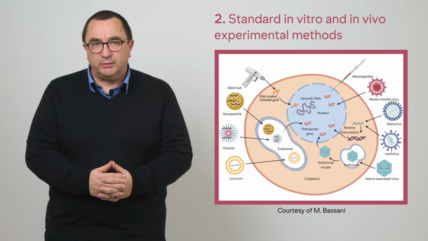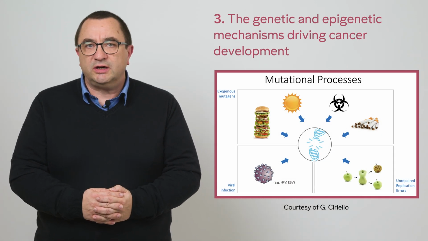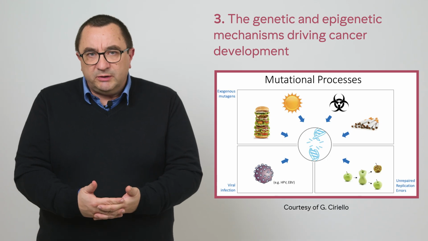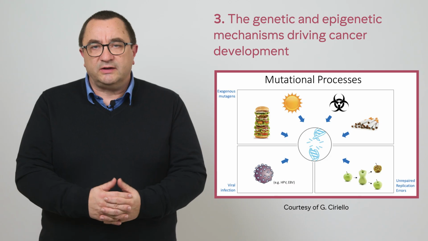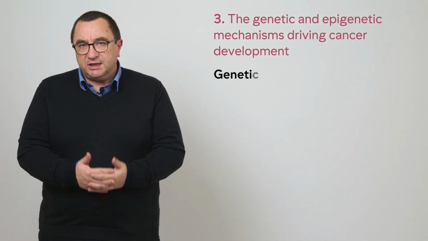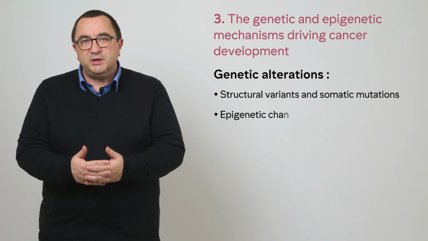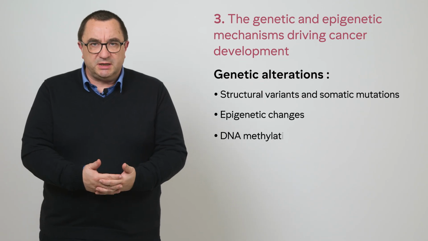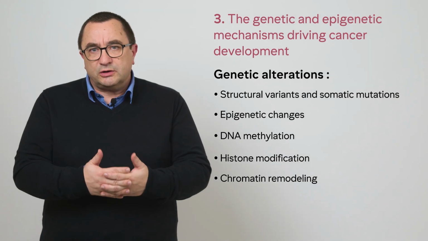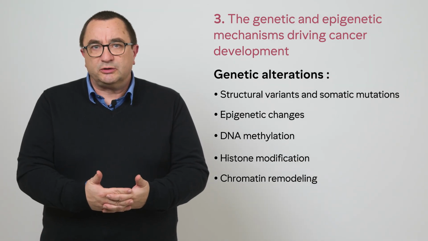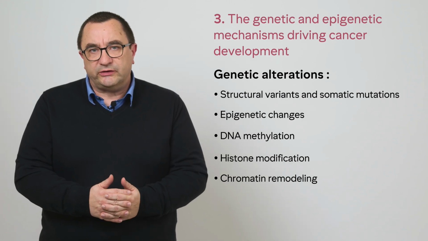The next topics explore the genetic and epigenetic mechanisms driving cancer development. You will examine the principles of cancer evolution and how somatic mutations arise and are selected. Key areas include genetic alterations such as structural variants and somatic mutations, along with epigenetic changes involving DNA methylation, histone modification, and chromatin remodeling. The course also introduces specialized data portals for investigating genomic and epigenomic alterations linked to cancer.